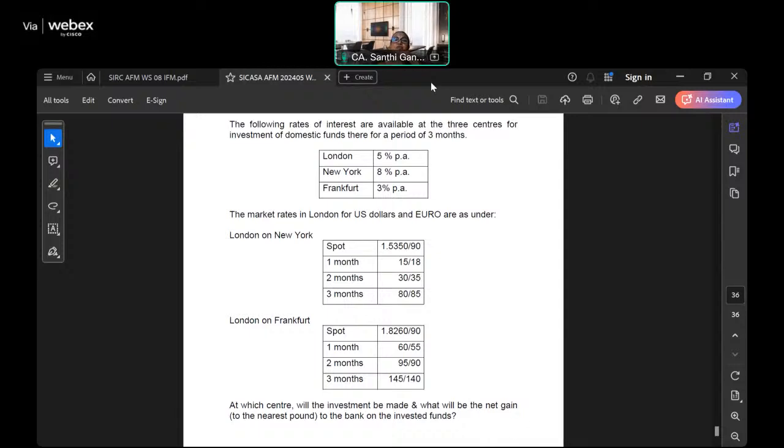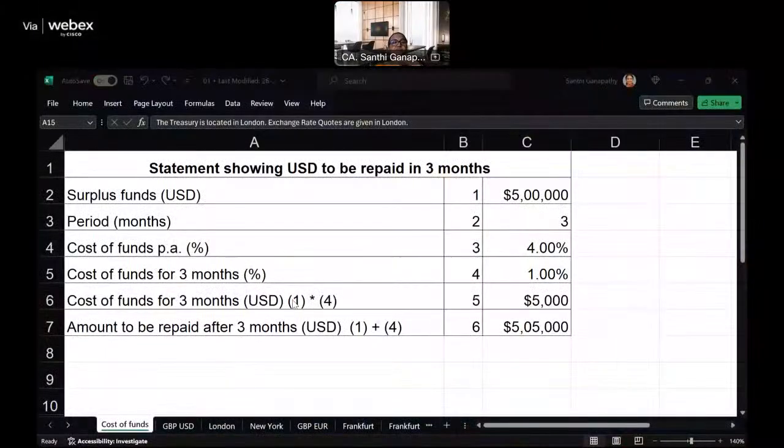So now, how do we go about solving this? Surplus funds, 500,000 US dollar is there. What is the period? 3 months.